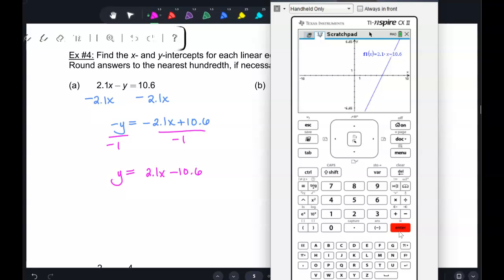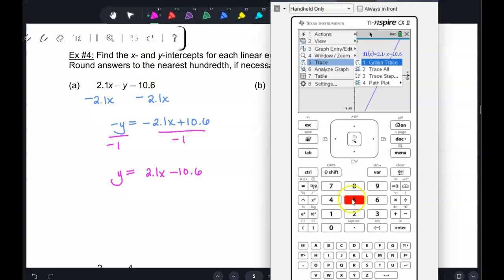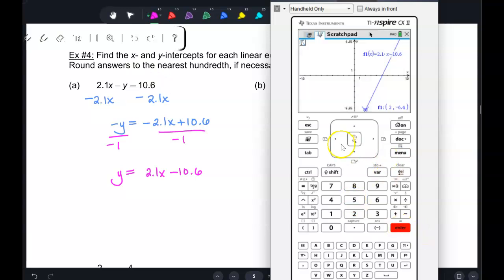Okay, so what were the directions on the previous page? We wanted to trace it. So we have to press menu, trace, graph trace. Then X equals... Where do I trace it? Left and right. Point zero.